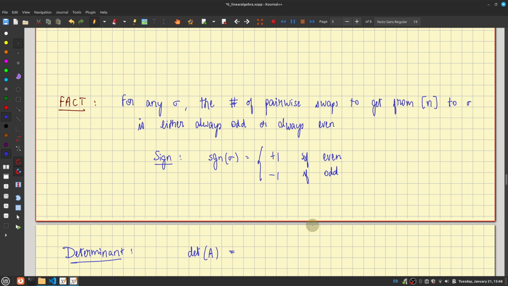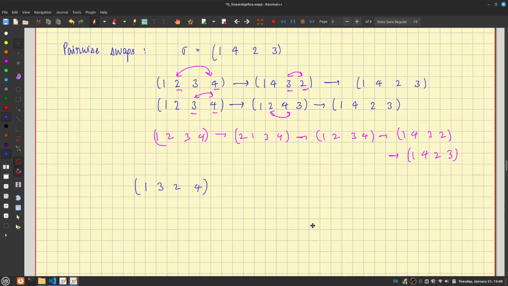You can make any number of trivial swaps. That could depend on the permutation that is given to you. There's a minimum number, and that depends on what sigma is. So in this case, I could do it using one swap. In this case, I could do it using two swaps, but that really depends on what permutation you begin with.